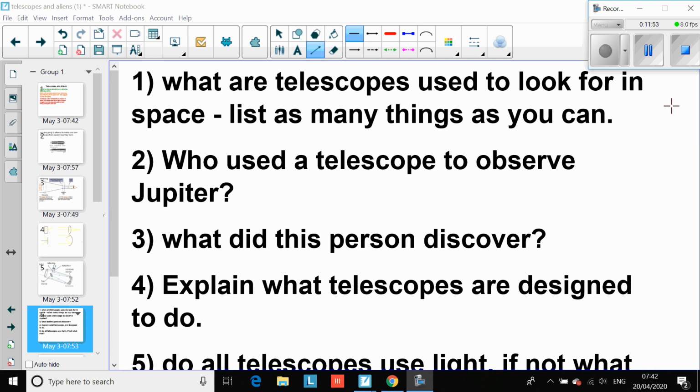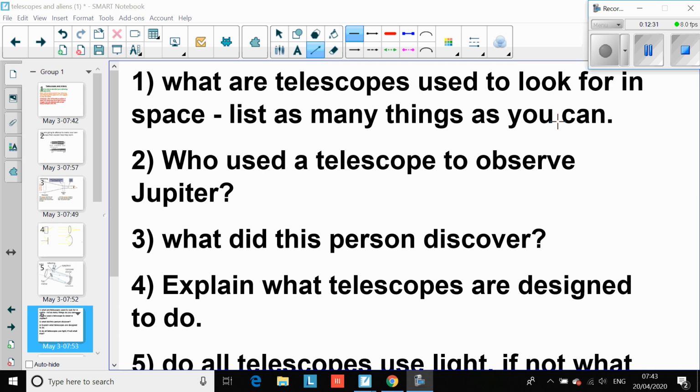So, first question, what telescopes are used to look for in space? List as many things as you can. Okay, so again, some of those answers will be based on previous lessons, some of them you can look up. Who used a telescope to observe Jupiter first? Okay, now you're going to need to definitely look that one up. I don't think you would have that one yet. What did this person actually discover? Okay, now it's quite a famous person, you'll recognize the name, but what did this person discover? The first person to look at Jupiter properly with a telescope.